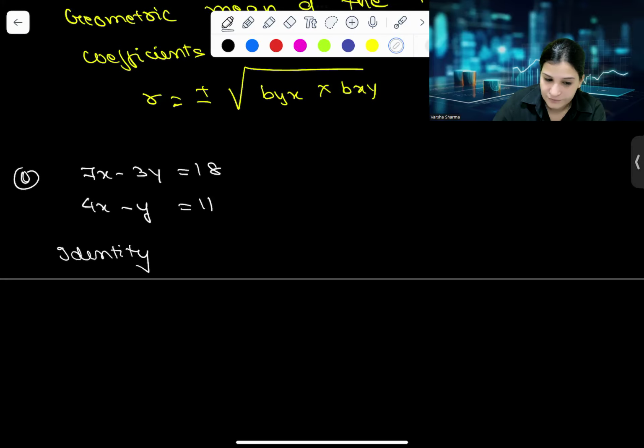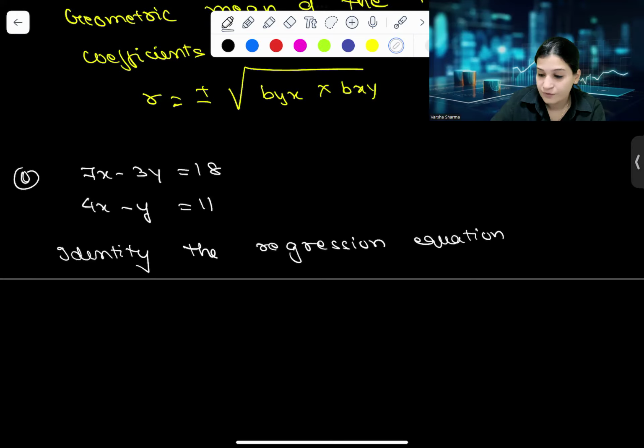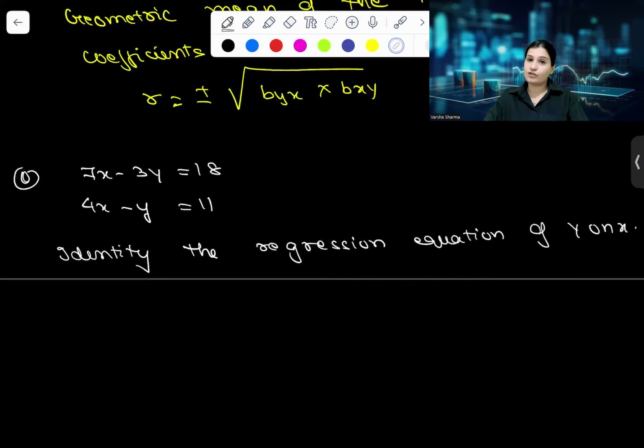Identify the regression equation of y on x. There are two lines given. One will be y on x and the other will be x on y. We need to tell which one is which. We have to find out which one will be which case. Is it okay? Question understood?